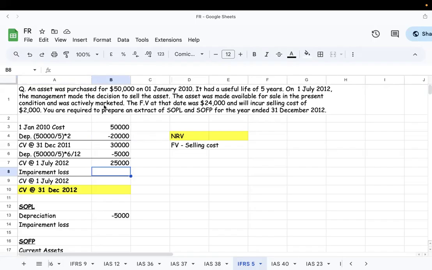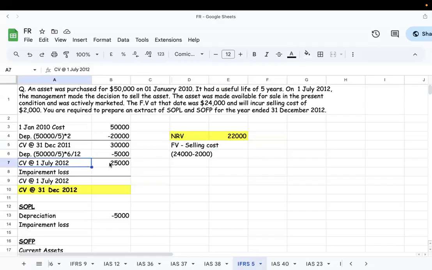The asset was made available in its present condition and was actively marketed, right? And the fair value on 1st July 2012 was 24,000 less the selling cost. So what is NRV? NRV is fair value less the selling cost, so we need to find 24,000 minus 2,000. Then we compare the NRV with the carrying value. That is going to be equal to 22,000.